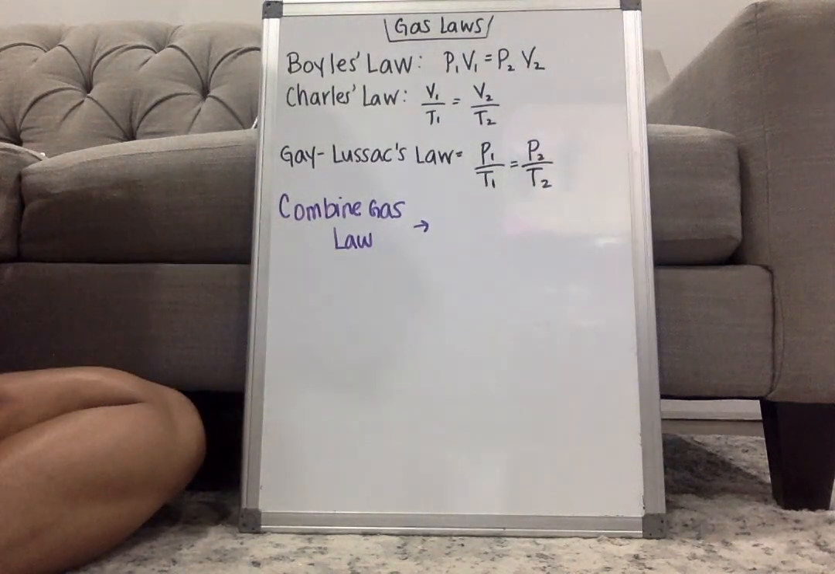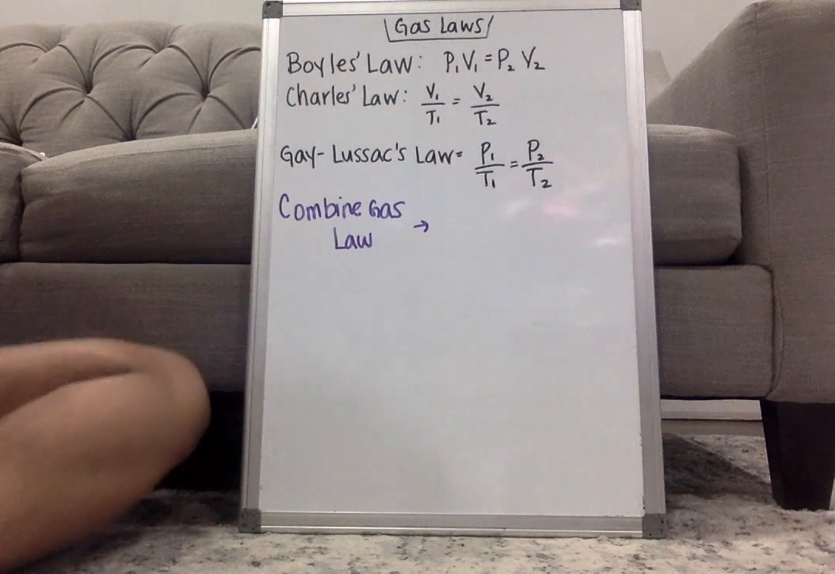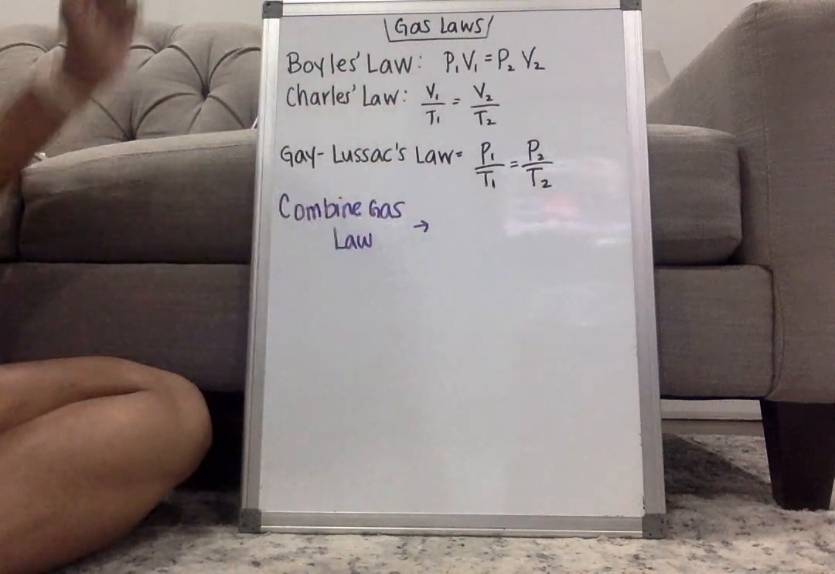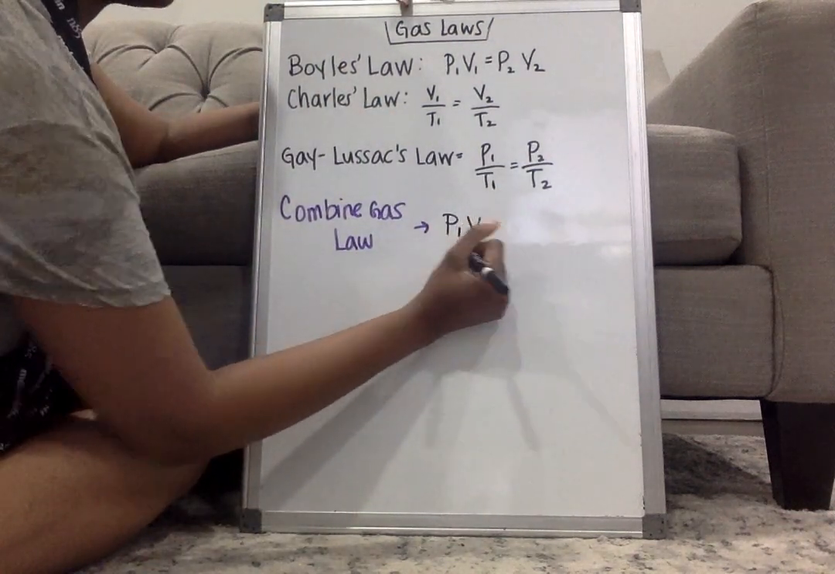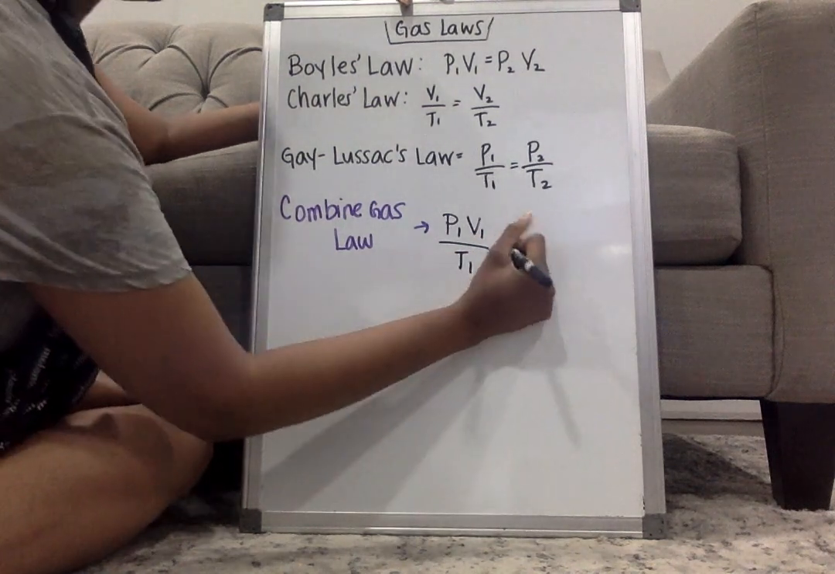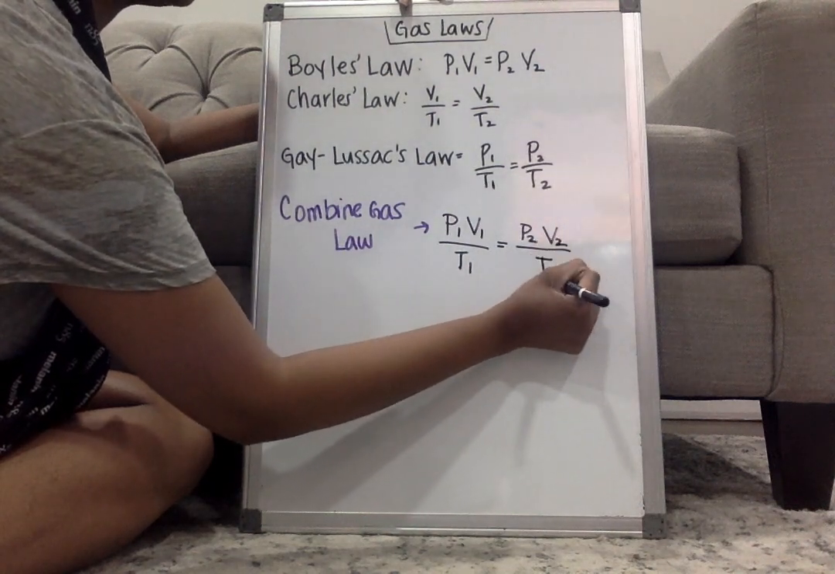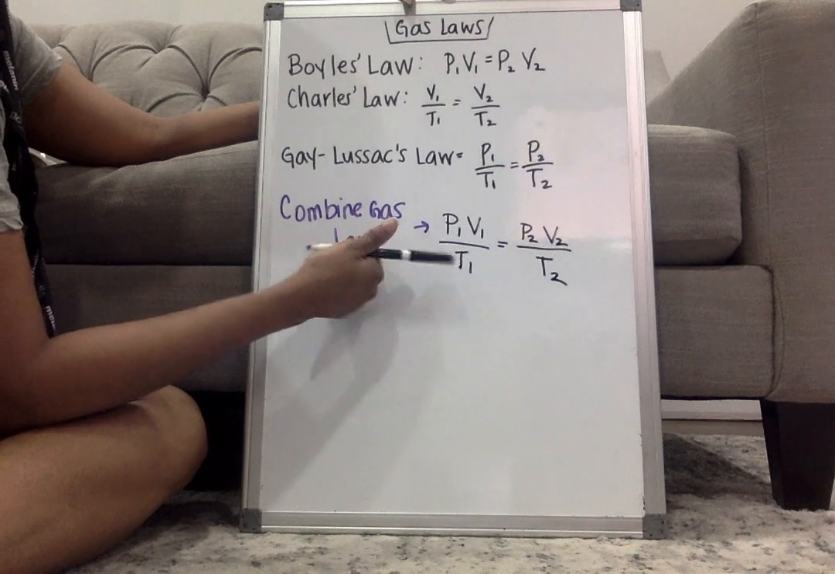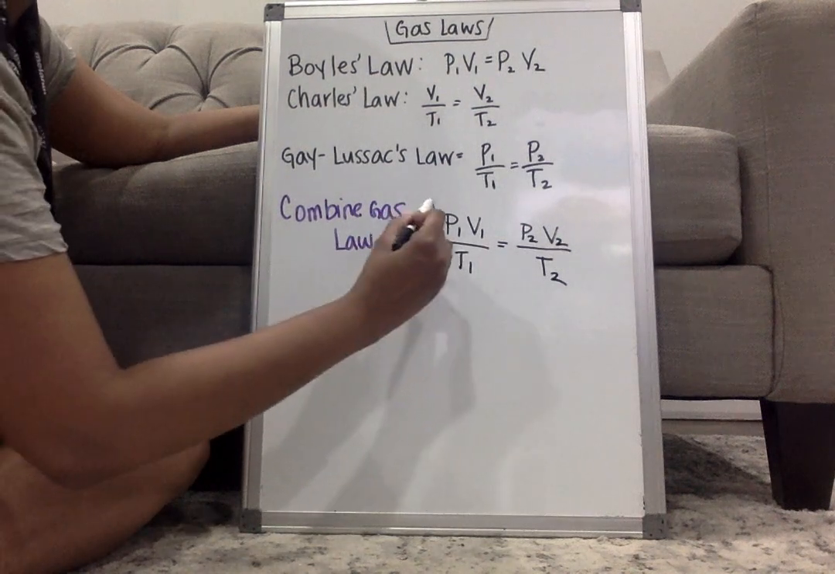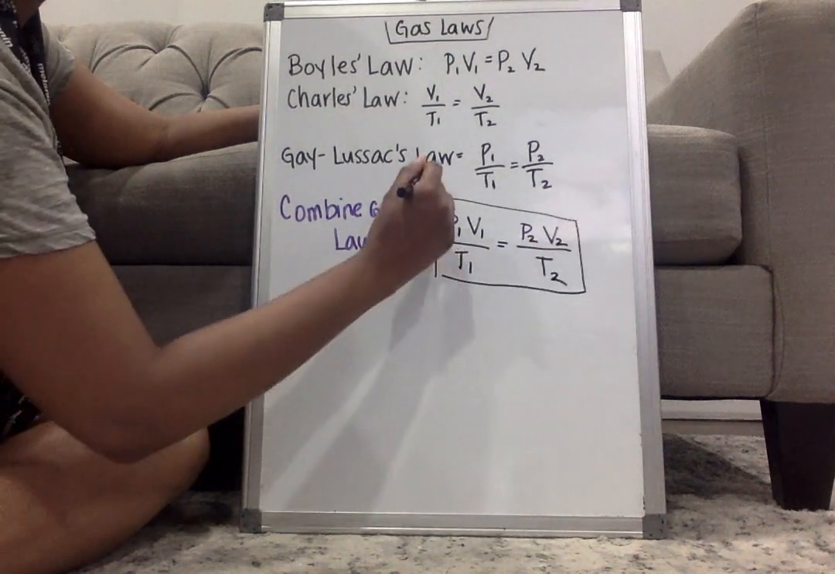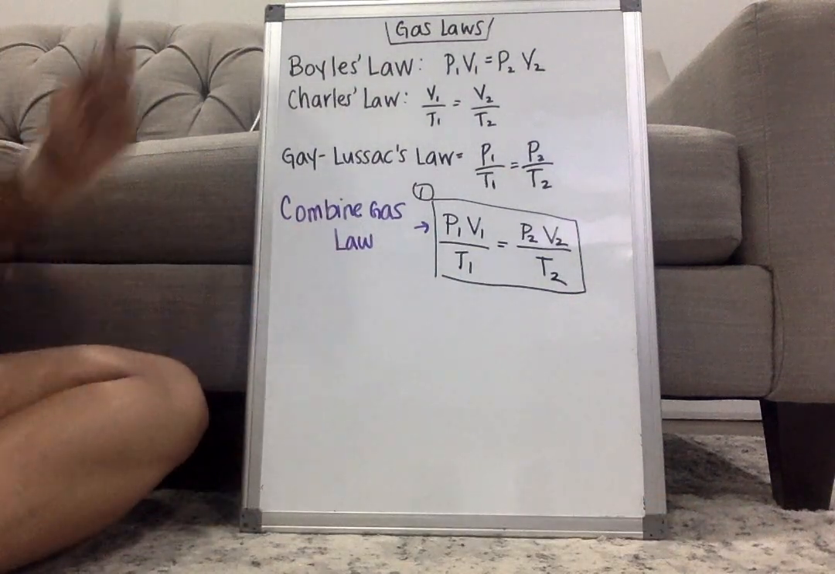So we've been calculating gas properties using these laws, and in the end, we could combine all these laws to make one law, which is called the combined gas law, where P1 times V1 divided by T1 is equal to P2 times V2 divided by T2. Remember, P is pressure, V is volume, and T is temperature, and you must be in Kelvin. So number one is this. This is your formula for the combined gas law. Okay? So let's move on to number two.